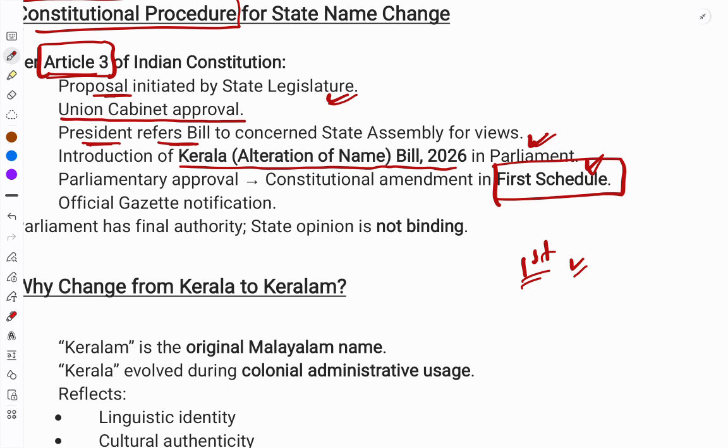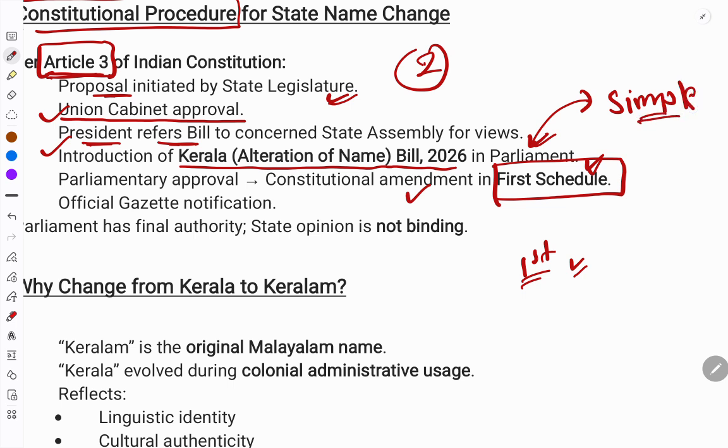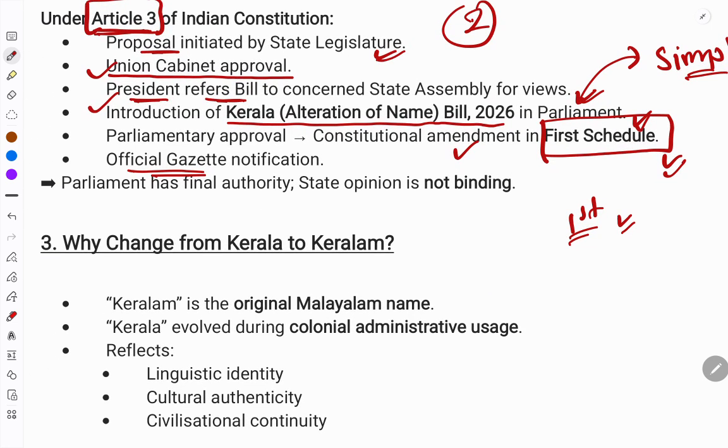So two things you have to remember here. Article 3 is the article which is used, not Article 2. Second, the cabinet nod is important. The president has to refer to the state assembly. Parliament has to pass this bill. With what majority? Simple majority is required. No special majority is required. Then there will be an amendment to the first schedule of the Indian Constitution, and finally the official gazette will be notified, and then this name change formally gets done.